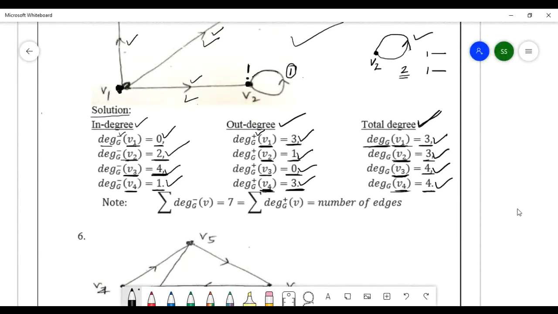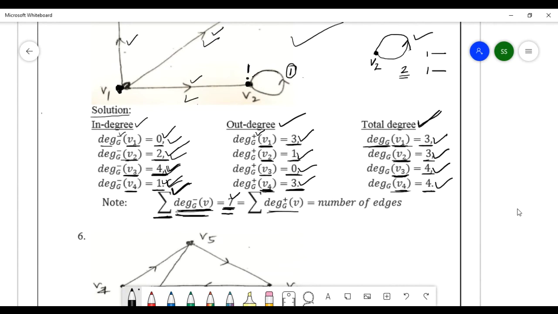Here look. See this. The summation of all in degrees: 0 plus 4 plus 1 plus 2. See this: 1 plus 4 is 5, and plus 2 is 7. So the sum of all in degrees comes to 7.